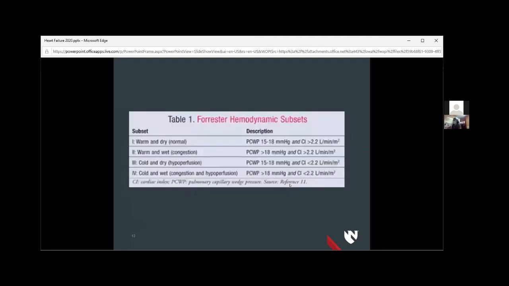Here, just looking at hemodynamics. If you have a patient who's warm and dry, you have a wedge of around 15 and your cardiac index is greater than 2.2, all the way down to cold and dry, where your wedge is normal and your cardiac output is less than 2.2.